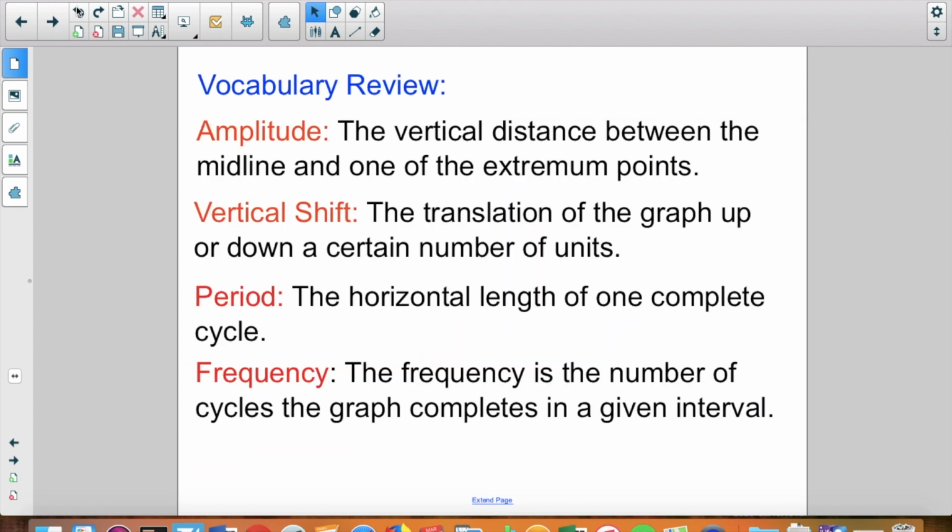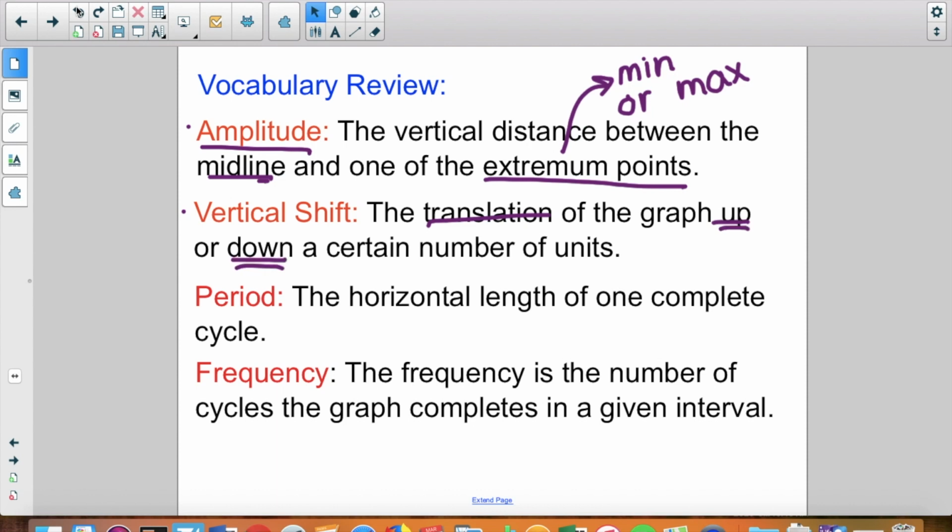Moving forward, we are going to talk about some of the vocabulary again. So amplitude is the vertical distance between the midline and one of the extremum points. So the extremum points, by that, talking about the min or the max. A vertical shift is what we're going to be looking at today. It's the translation of the graph up or down a certain number of units.